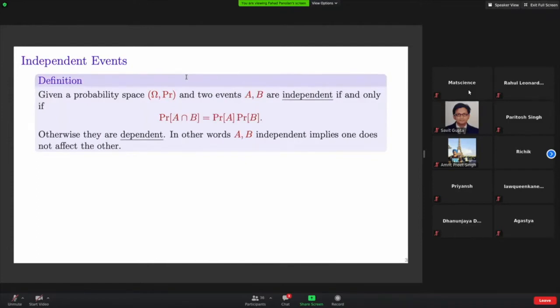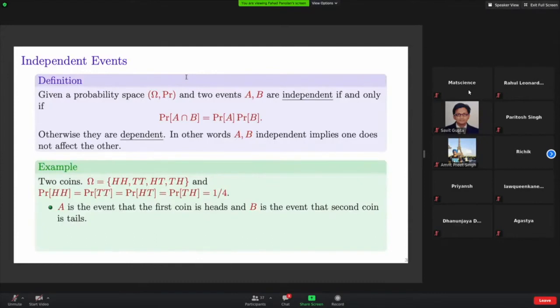Now there is a notion of independent events. Two events A and B, where A is a subset of omega and B is a subset of omega, are independent if and only if the following holds. What do I mean by A intersection B? Look at the set A intersection B; it has a probability, which is the summation of the elementary probabilities that are part of A intersection B. That should be equal to probability of A times probability of B. Then we say that A and B are independent events. If that is not true, then A and B are dependent.